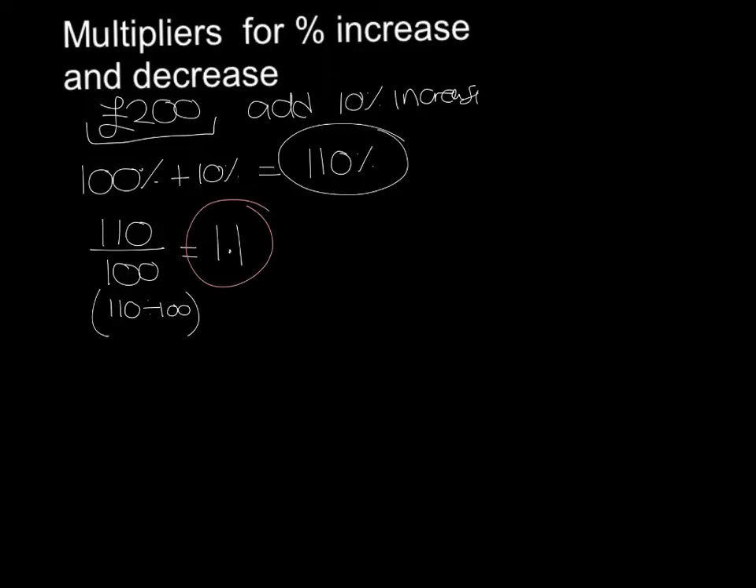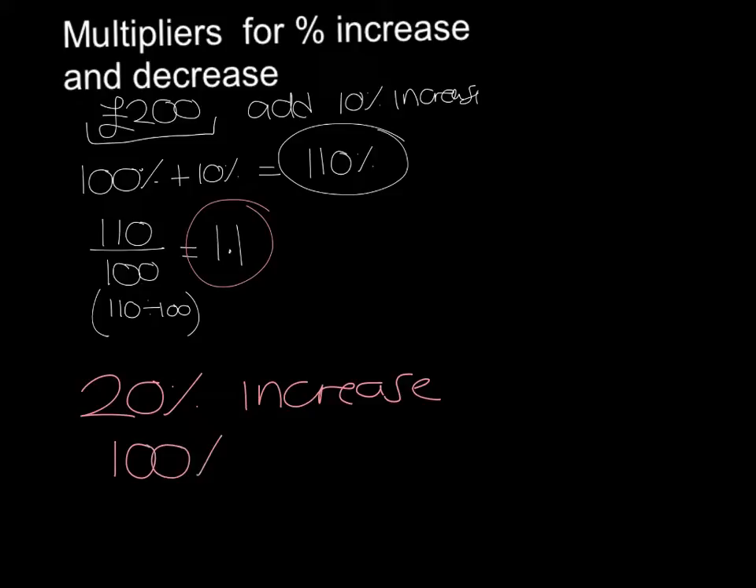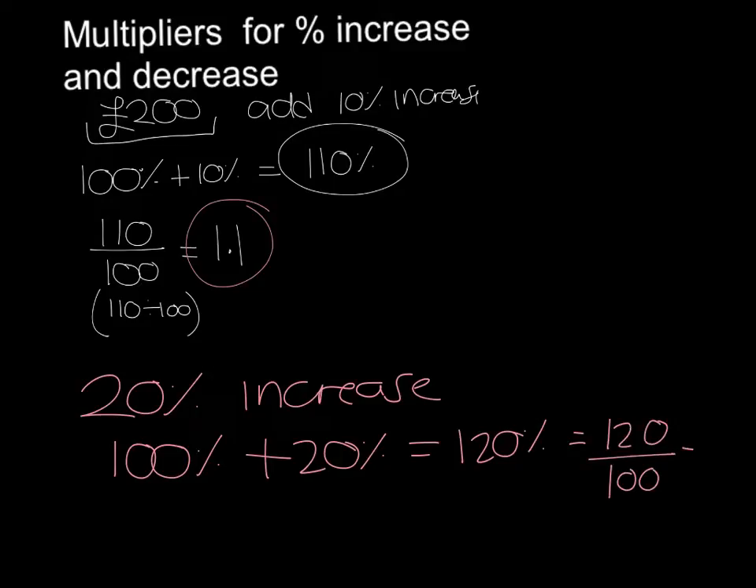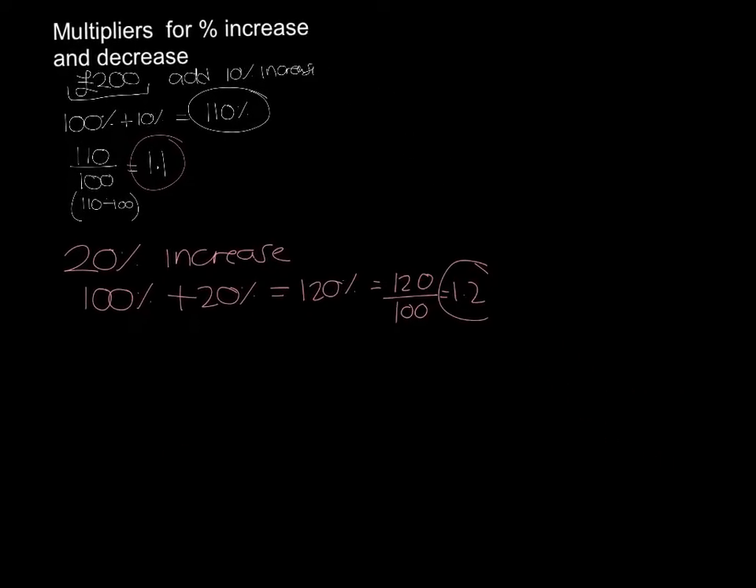If we think about increasing something by 20%, so a 20% increase, we would have the same starting position. The item would be worth 100% to begin with. If we add on 20%, it would mean we've got 120%. After a while, these next stages you can do in your head. That's the same as 120 out of 100, which is 1.2. So for a 20% increase, it would be 1.2.